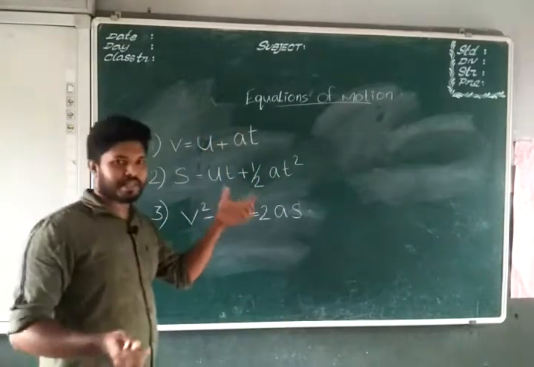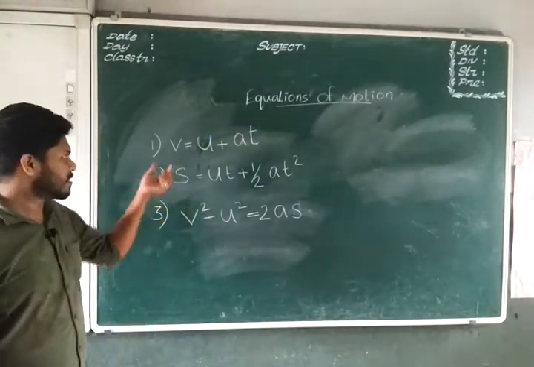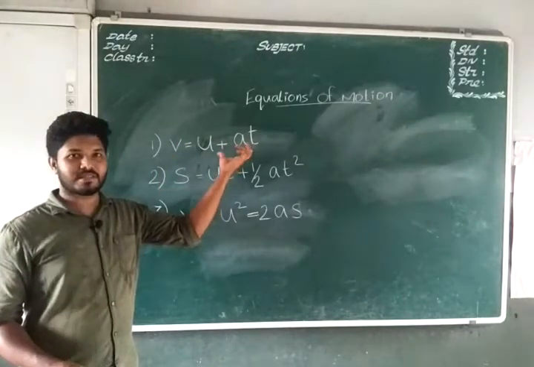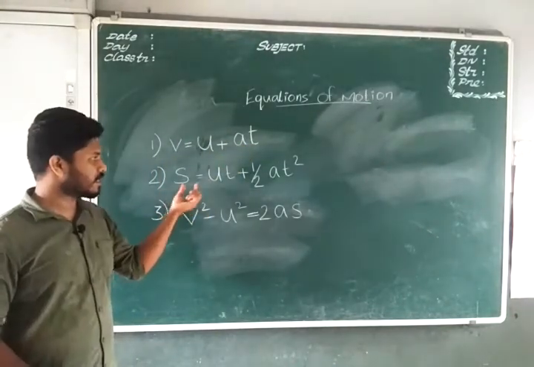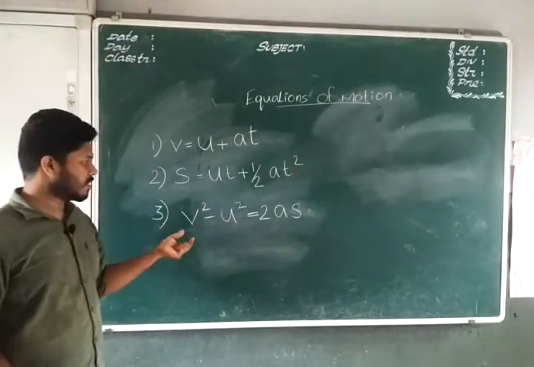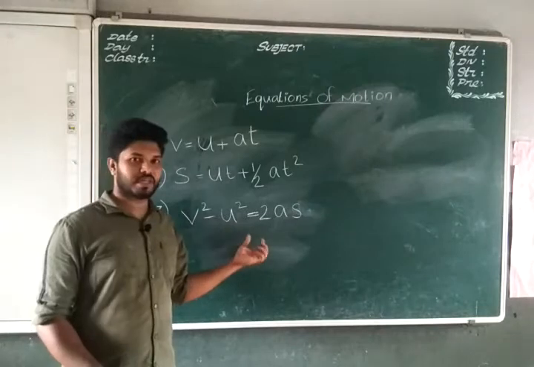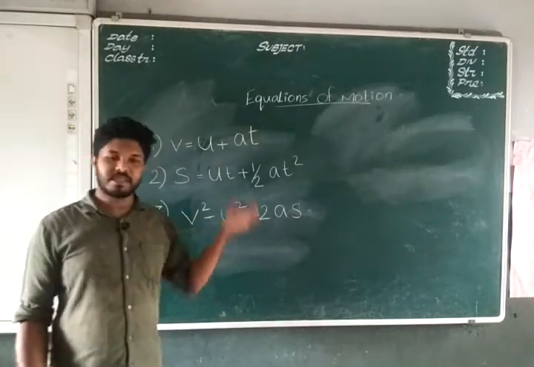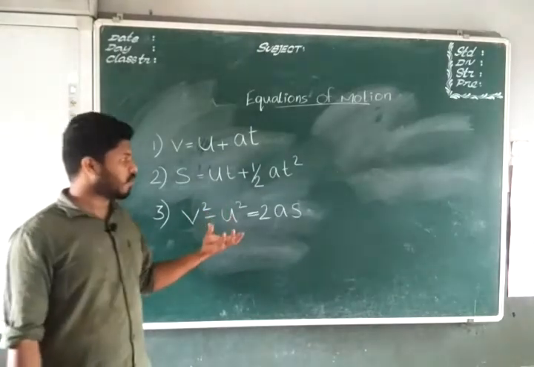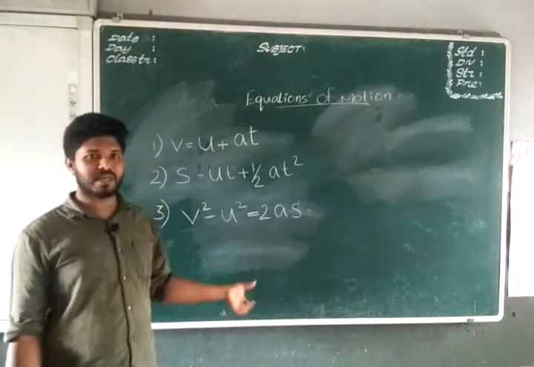These are very important topics in physics. V is equal to U plus AT. This is the first equation. Second one, S is equal to UT plus half AT square. Third one is V square minus U square equal to 2AS. By using these set of equations, we can solve many problems based on the motion of an object.